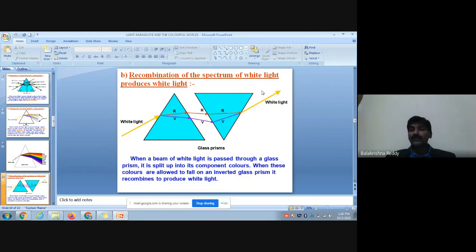So we recombine the white light from a band of colors, that is the spectrum. This we call recombination of the spectrum of white light produces white light.